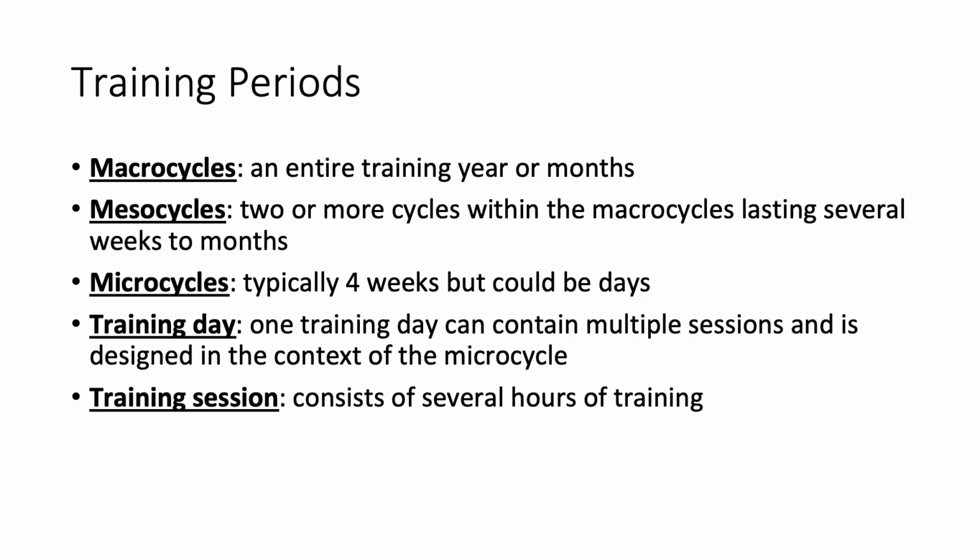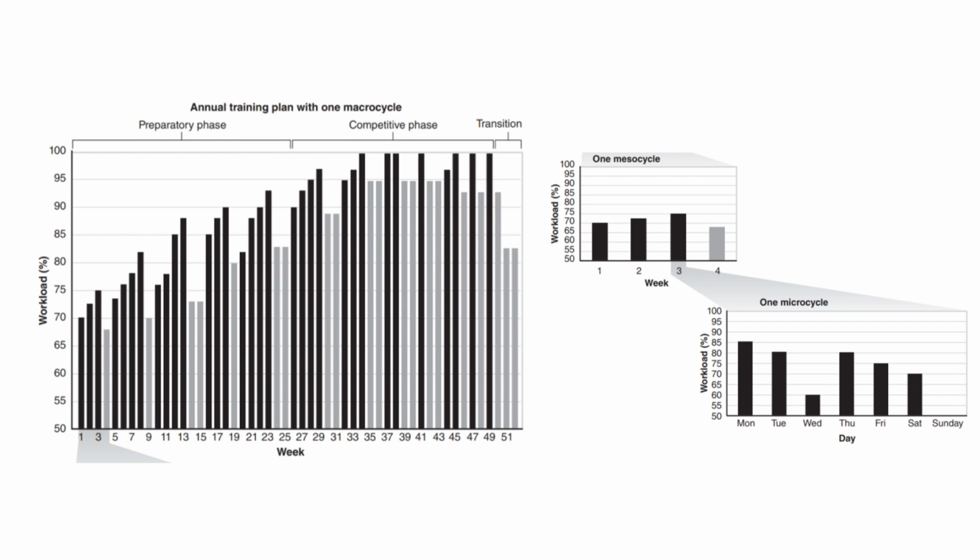There are several interrelated periods that need to be considered when creating a training plan. A macrocycle is a period that can last an entire year of training or months depending on the sport. Within each macrocycle are mesocycles, which last several weeks to months. Mesocycles can be broken down into microcycles that last from several days to weeks, in which 4 weeks is most common. We can further break down the training periods of the microcycle to training days and then into training sessions. Here is an example of the breakdown of a 1-year training plan where it's broken down into mesocycles and then microcycles, and then we further break down that microcycle into the training day.